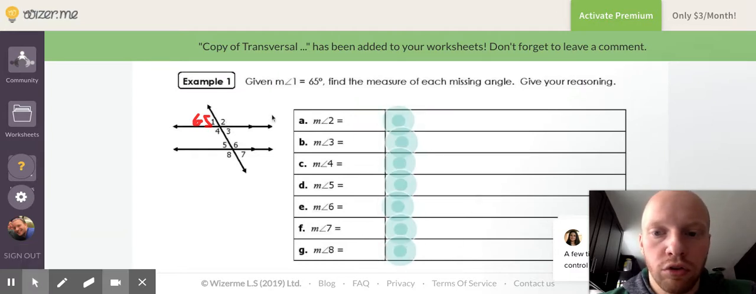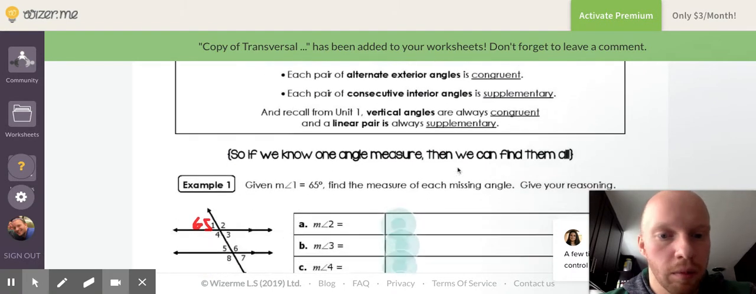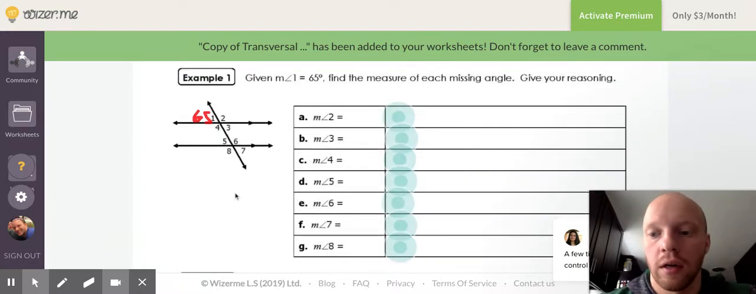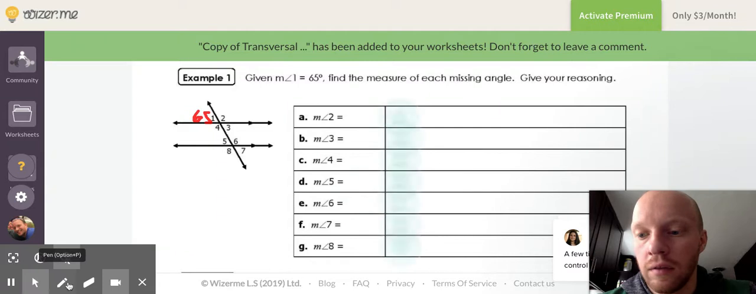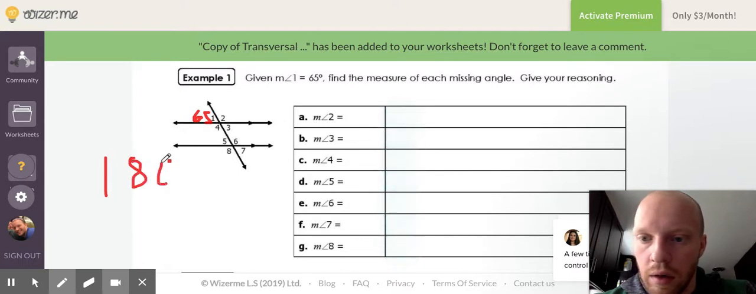Now, measure of angle 2, right? These two are on the same line. So angles that are on the same line, they do what? They form a linear pair, right? If we look up, a linear pair is right up here, it's always supplementary, right? And supplementary means that they're going to add up to 180 degrees. So what you're going to do in this case is 180 minus 65, and that's going to give you the measure of angle 2.